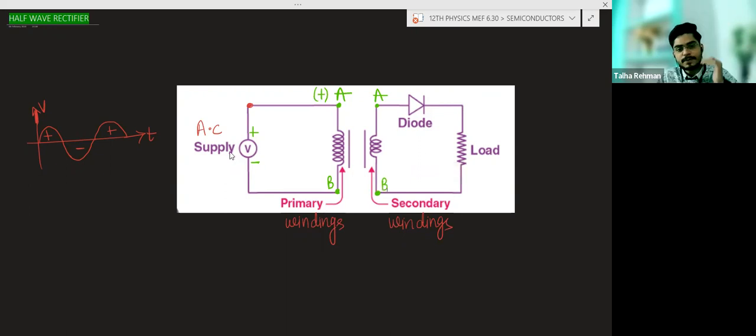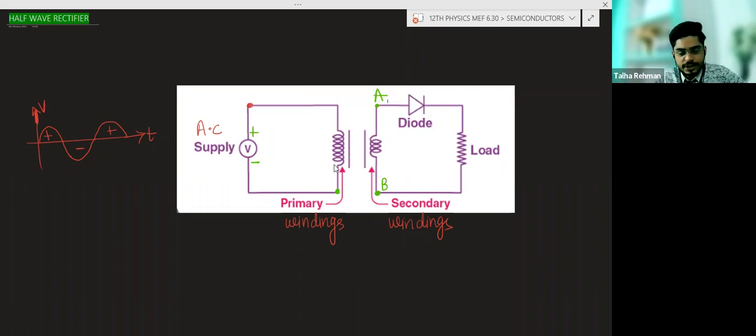So actually, what will happen now? Mutual induction will take place. When this is positive, this will be negative. The mutual induction process will be there. So this end will be positive. Due to the mutual induction, if this is positive, then this will be negative.